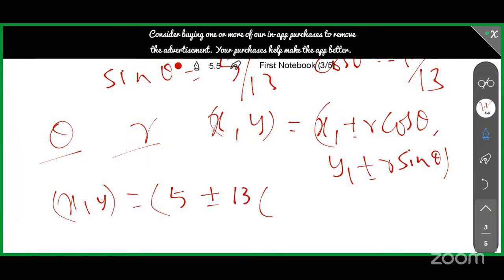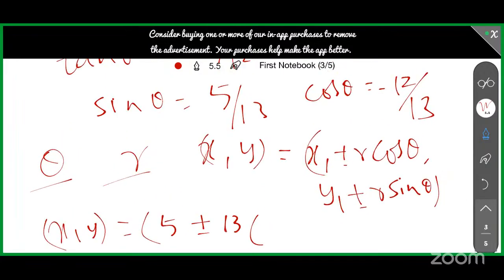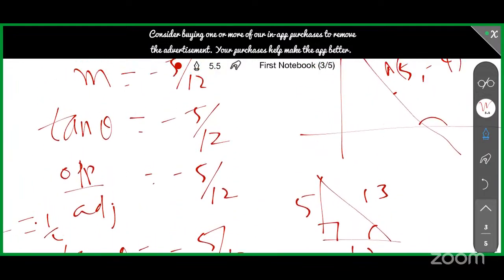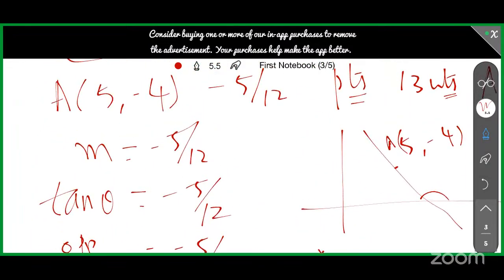And what is my cos theta value? Here my cos theta value is minus 12 by 13, comma. What is my y1 value? The line is passing through which point? Minus 5 comma minus 4? Wait, 5 comma minus 4. Okay, minus 4.